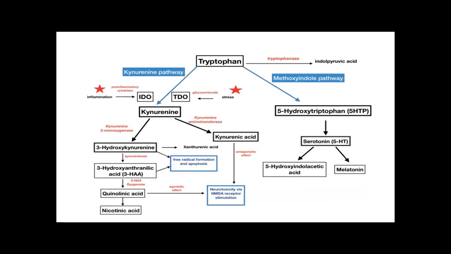So this is the kynurenine pathway. As I have mentioned, tryptophan is a precursor for serotonin. 90% of the tryptophan is converted into kynurenine, so the kynurenine pathway works with the help of indoleamine dioxygenase and tryptophan dioxygenase.